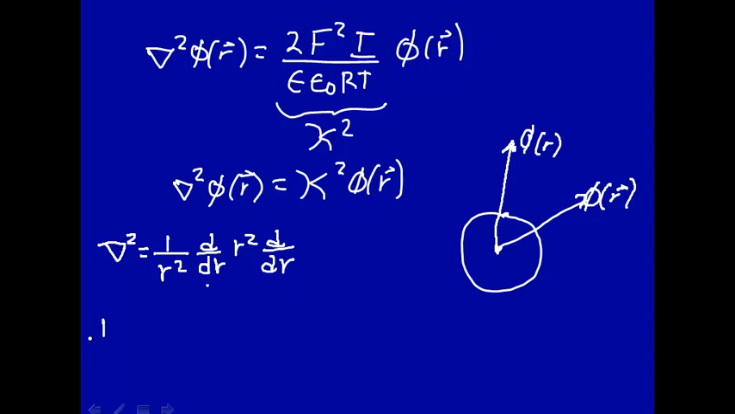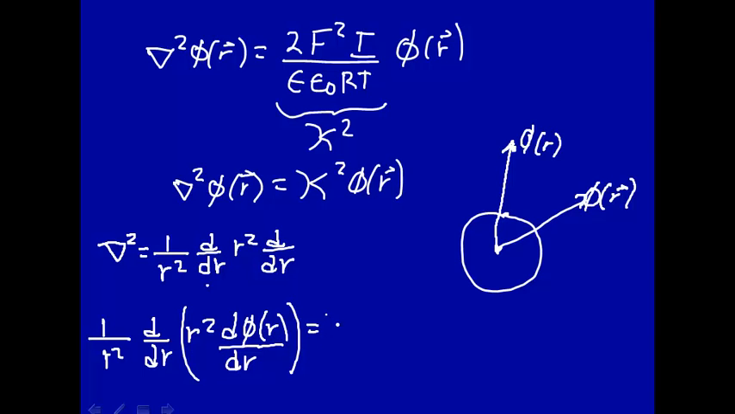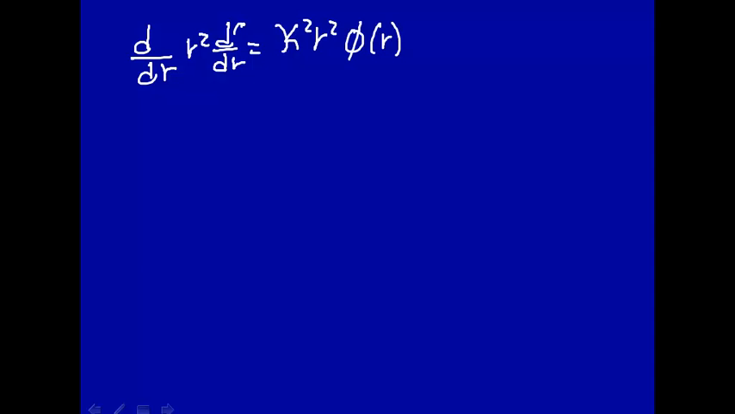So this means that we can rewrite the linearized Poisson-Boltzmann equation as 1 over r squared d by dr of r squared d phi by dr. And again, now this is just a single coordinate. That's just equal to kappa squared phi(r), that single coordinate. And if we multiply by r squared, we get the differential equation d by dr of r squared d phi by dr is equal to kappa squared r squared phi(r).